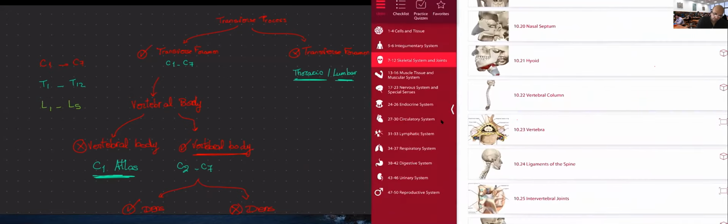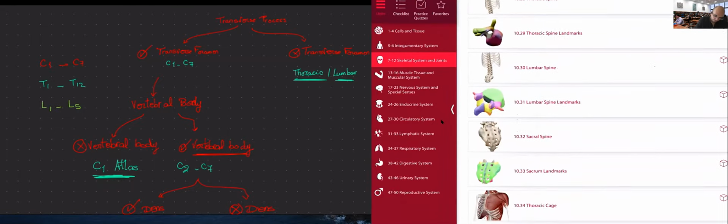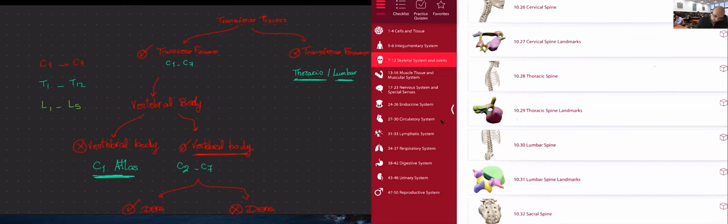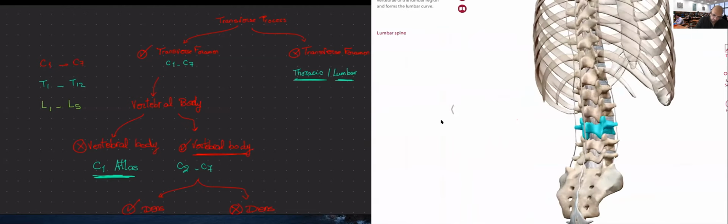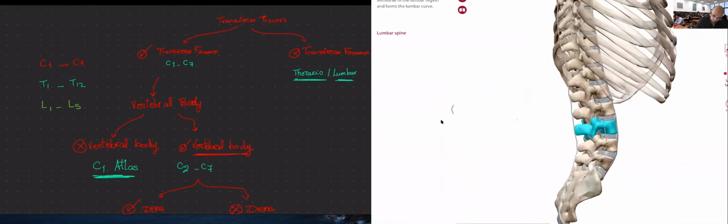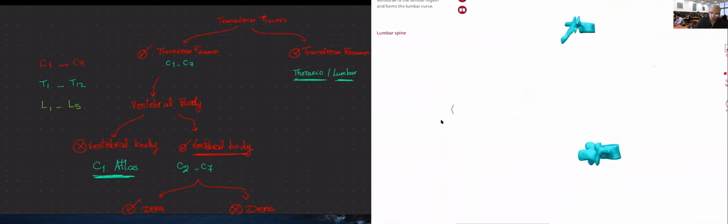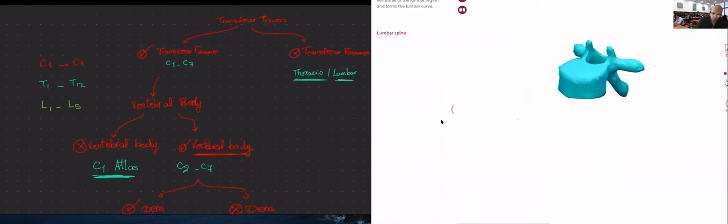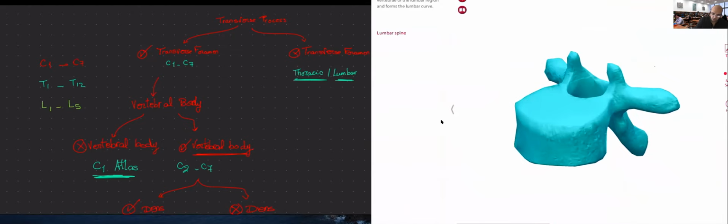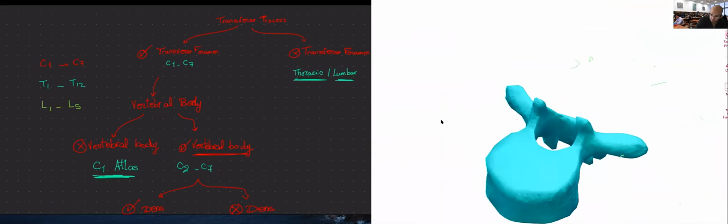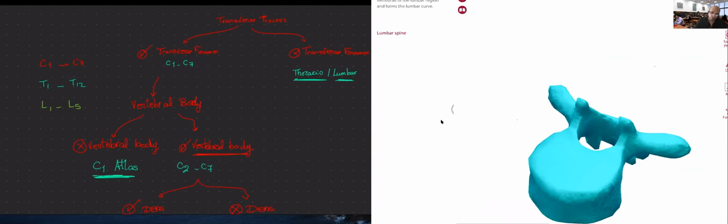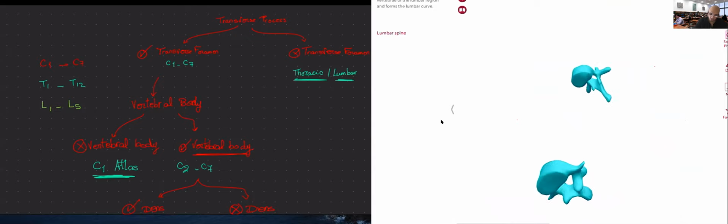All right, so looking here at two of my vertebrae on here, one is lumbar and one is thoracic. So again, both of them, what's common in both of them? They don't have a transverse foramen. No holes in the transverse process. This tells me I am either thoracic or lumbar. How can I differentiate between the two?